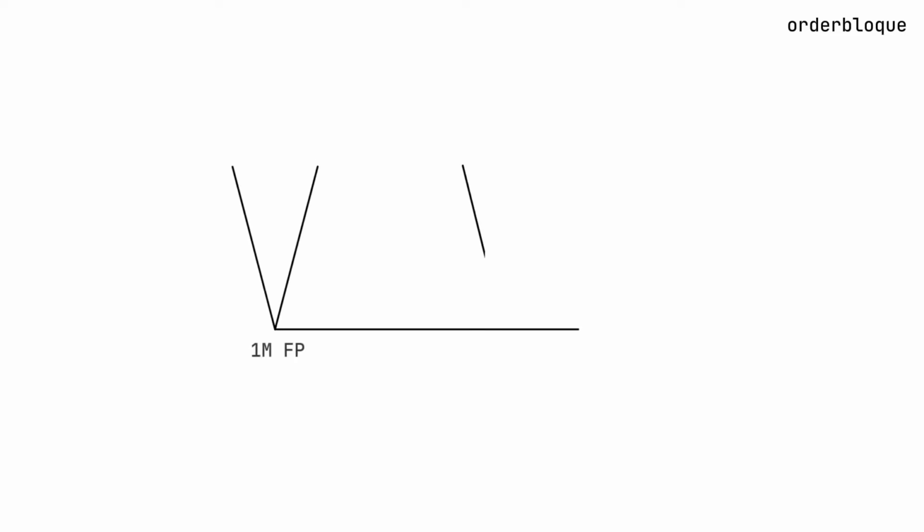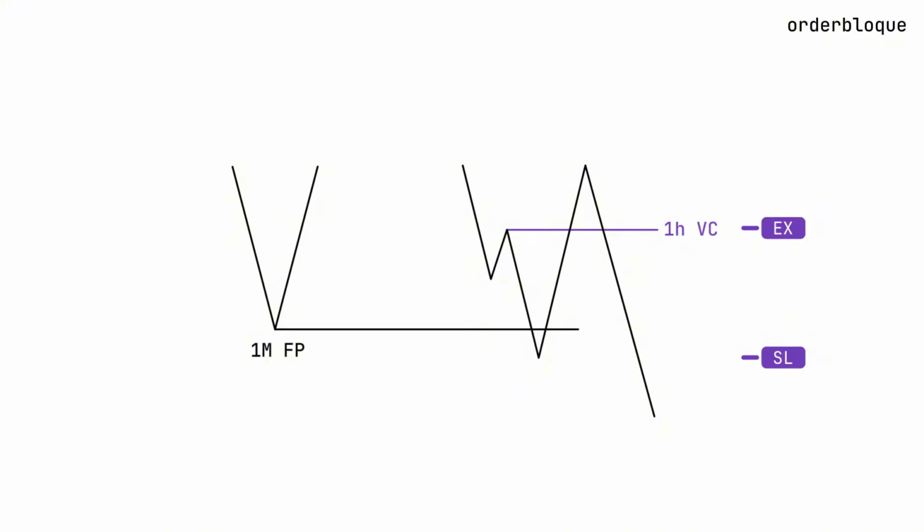The same story applies to fractal points. When a fractal is on the monthly time frame, and a trader confirms volume on, say, the hourly time frame, then gets stopped out and doesn't understand why.